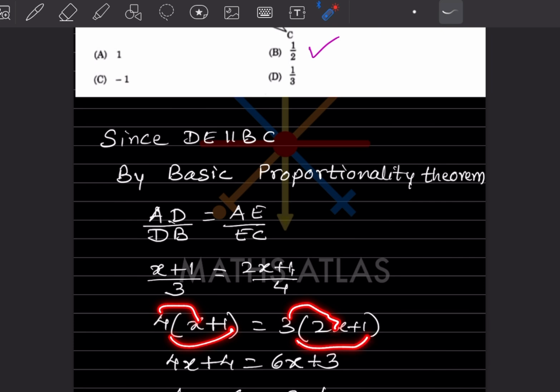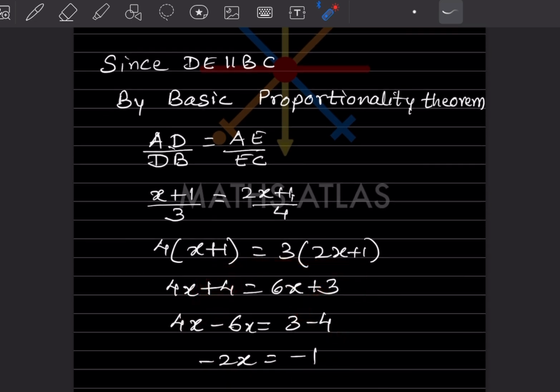That will be 6x plus 3. So here will be 4x already on the left hand side. This will go here, means it is going to get minus 6x. This is already on the right hand side, plus 4 will go on the other side, that will be minus 4. So here minus 6 plus 4, that is going to be minus 2. So minus 2x will be minus 4 plus 3, that is going to be minus 1.